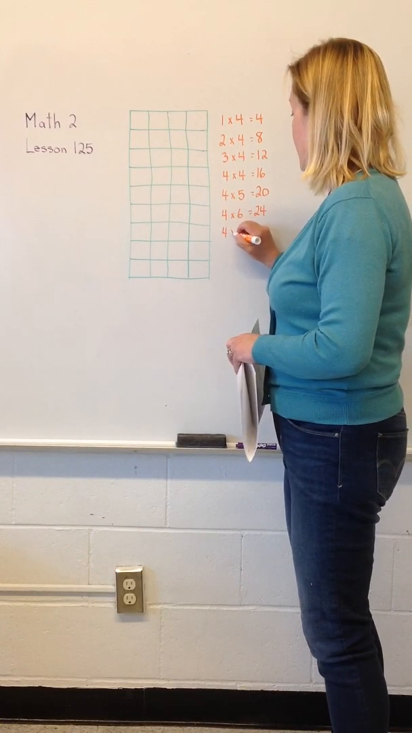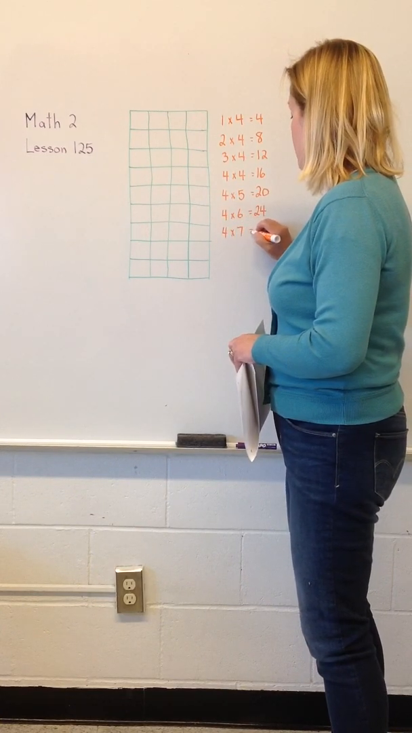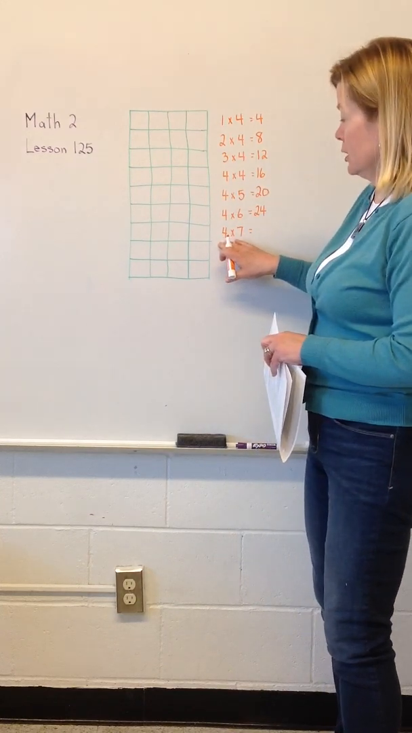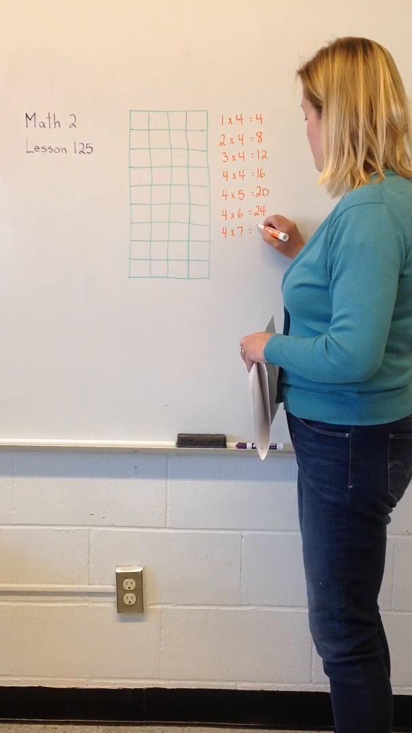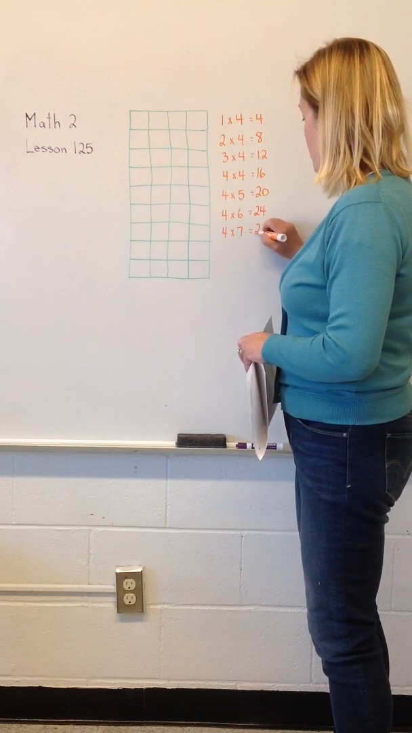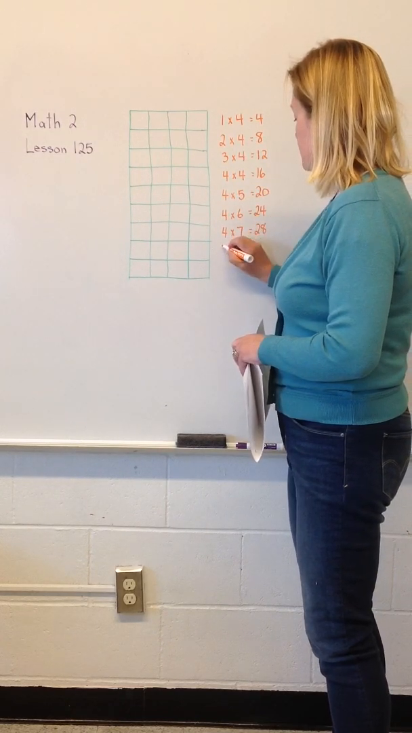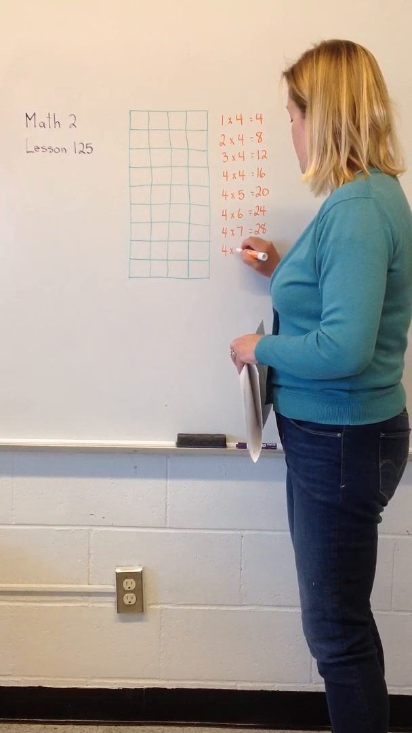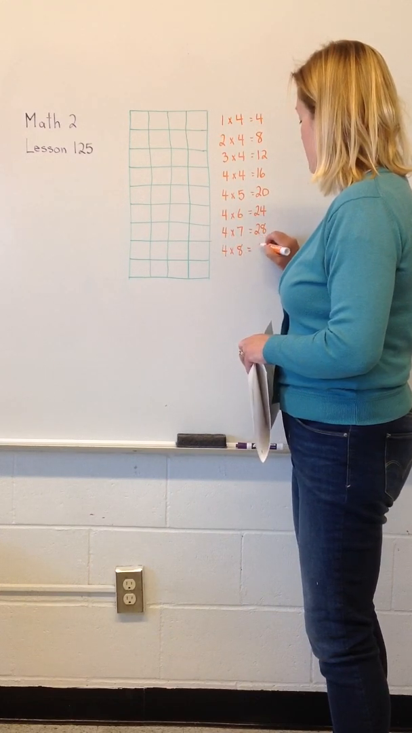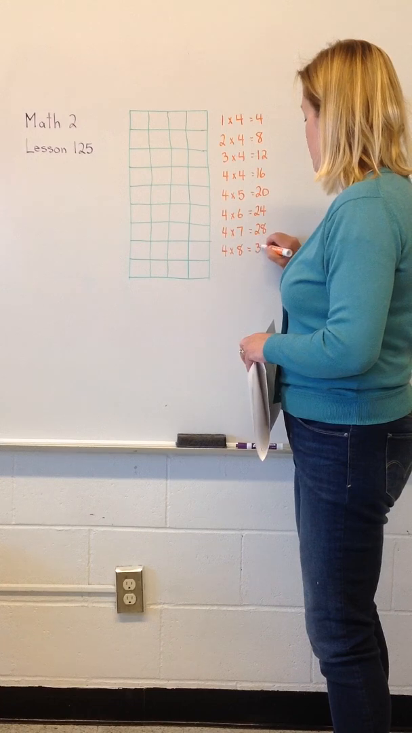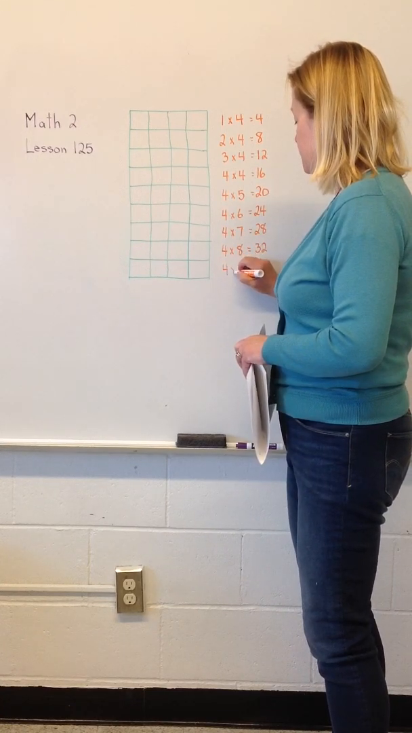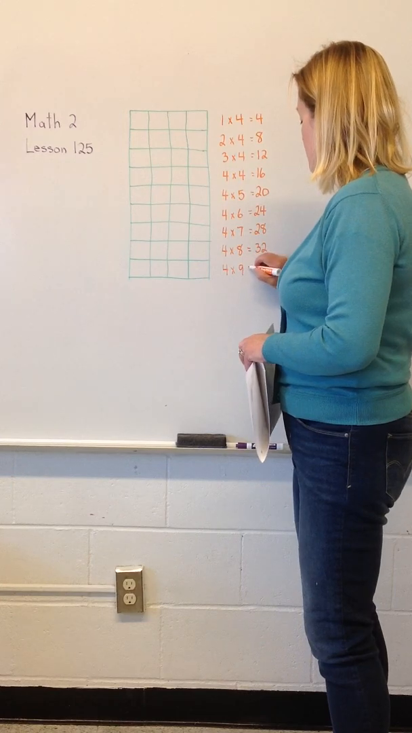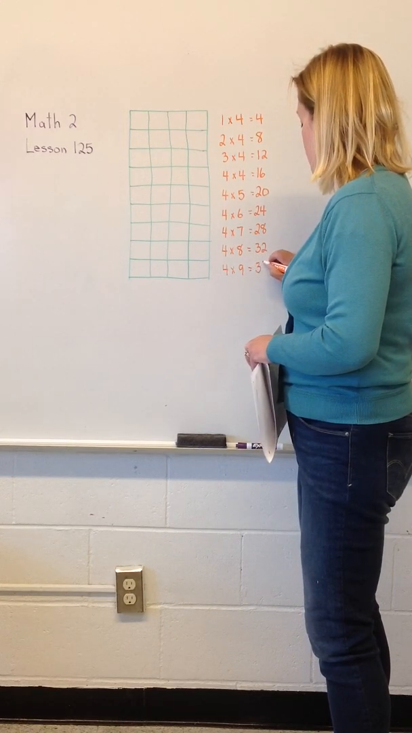How about 7 groups of 4 tiles? Remember, 4 groups of 7. 28. About 8 groups of those 4 tiles, 32. And then lastly, 9 groups, 36.